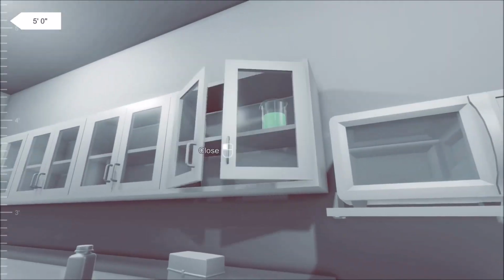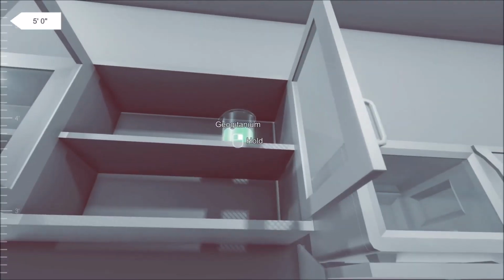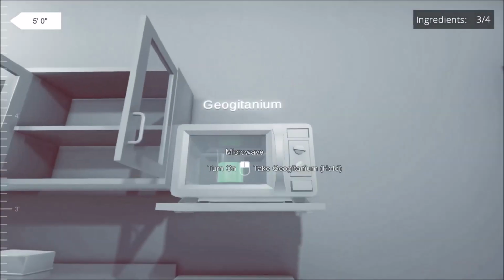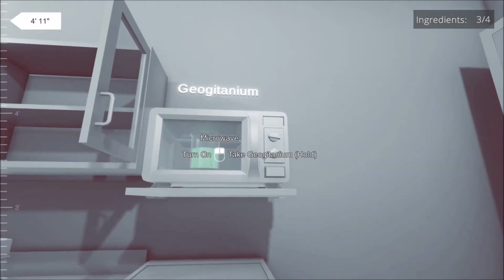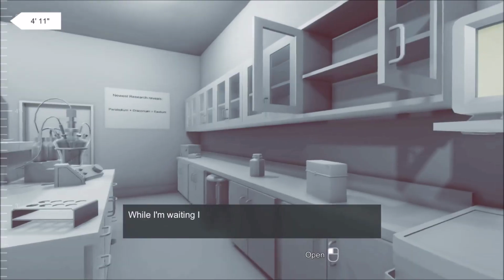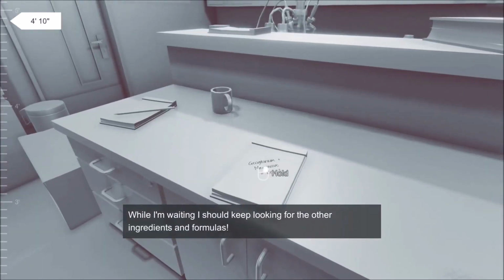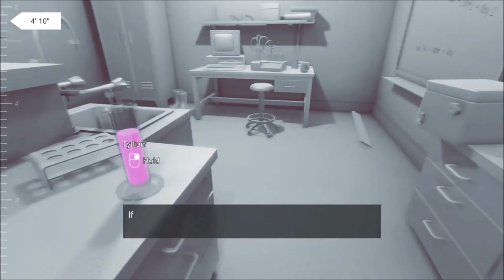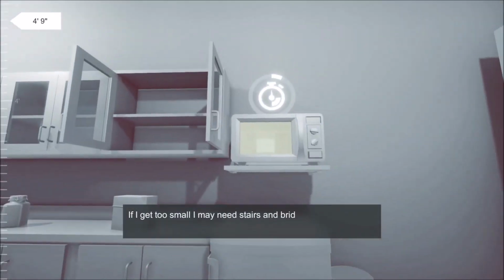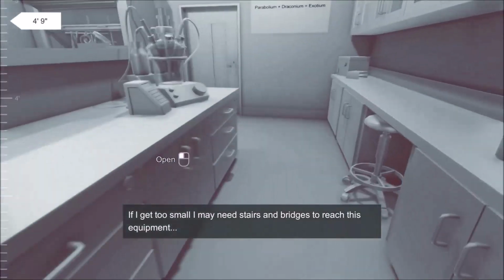Oh, what's this? Okay, that goes in the microwave. There we go. At least I think it did. Is that what that note said? Yep. Okay, so that's key 3. So I'm just going to leave that to do its thing.